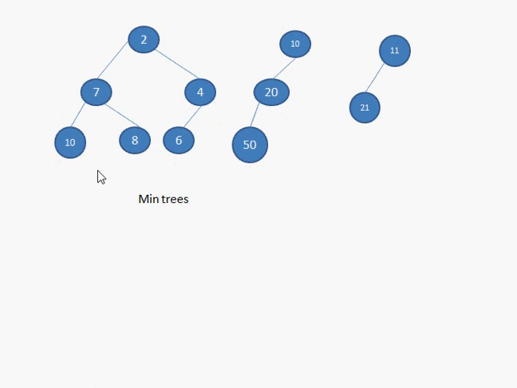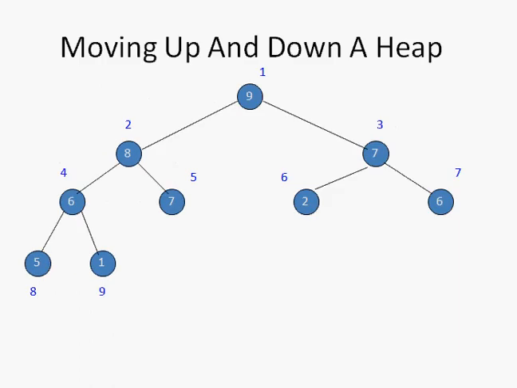So this structure is a complete binary tree, this is not a complete binary tree, and this is a complete binary tree. So this is a min heap, this is not a min heap, this is a min heap. Okay, let's concentrate only on max heap. Now let's look at the different methods which we need to include for max heap.